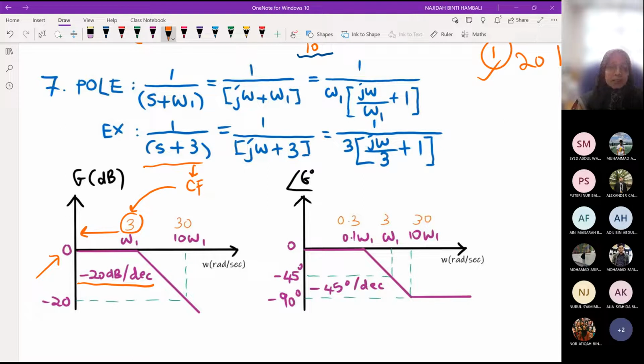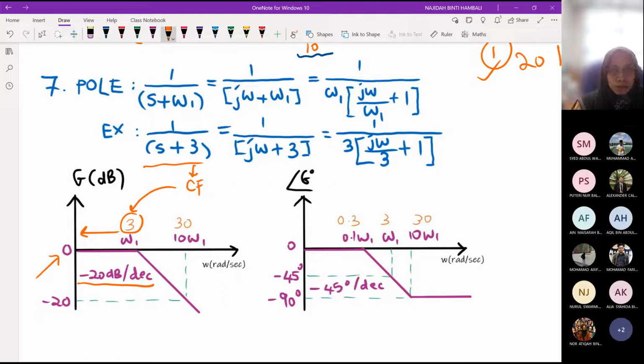Okay, so now we have only one pole at negative 3. So the single root, single pole. So we need to use the value 20. Why negative? Because it is a pole from the denominator. So the slope must be negative 20 dB per decade when the frequency is larger than the cutoff frequency.